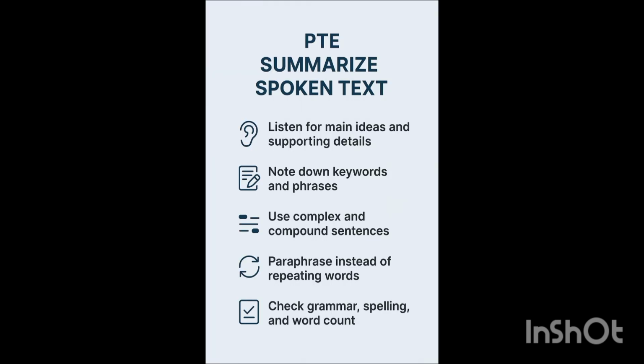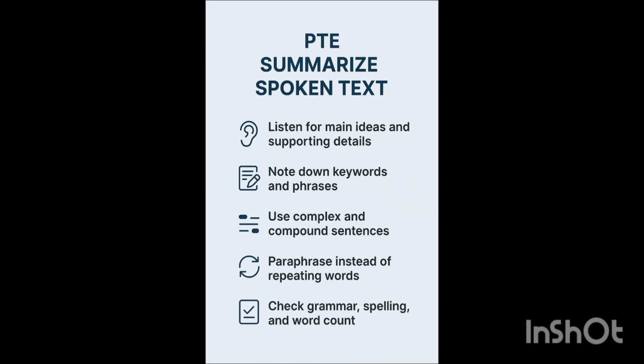So for PTE summarize spoken text, you have to listen for the main ideas and supporting details. Note down keywords and phrases. Use complex and compound sentences. Rephrase instead of repeating words. And lastly, you have to check your grammar, spellings, and word count. So these are the basic tips that you have to keep in your mind before writing the summarized spoken text.